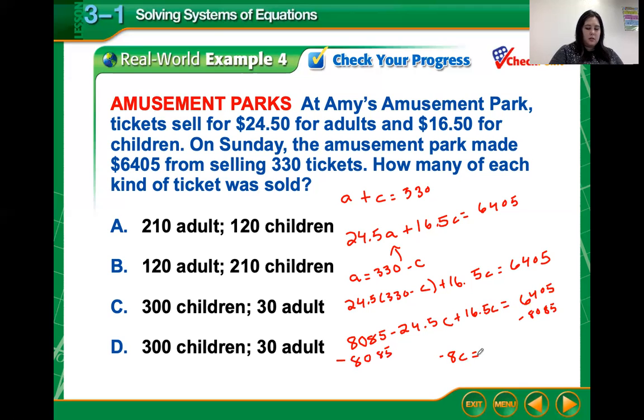equals a negative 1680. So divide that by negative 8. And we're going to get 210 equals C. I can plug this in and know that if 210 is C, 120 is for the adults. And I can plug that in and solve for A that way. But my answer is B.